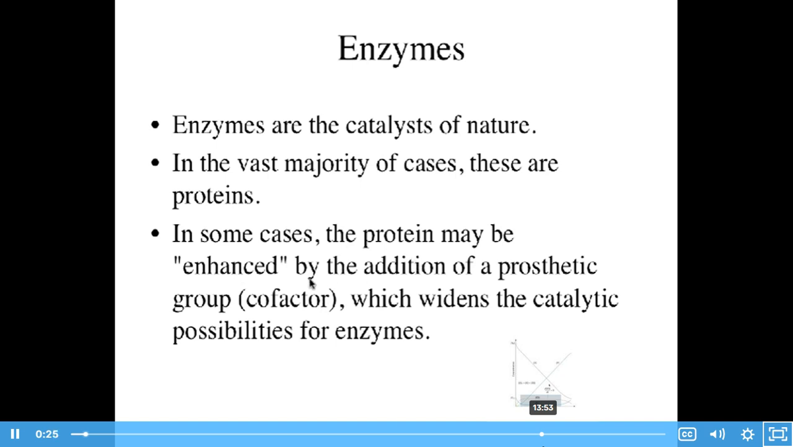And in a few cases, the protein can be enhanced by special molecules we call prosthetic groups or cofactors, which allow them to catalyze other reactions that the amino acids themselves would not be capable of. As you saw in hemoglobin, of course, there's no amino acid that can bind oxygen very well or at all. So heme would be a prosthetic group for hemoglobin.